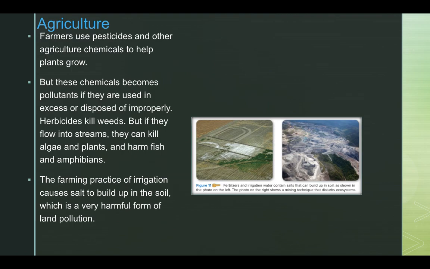So probably some of you have seen your granddads or your dads using herbicides to kill the weeds around your house, or maybe on some of your family farms. And if it's not disposed of properly, or if too much is used, it can get into the ground, or it can get into the runoff, and then it can cause more damage to those aquatic organisms. The farming practice of irrigation causes salt to build up in the soil, which is a very harmful form of land pollution. And here's a picture of that over here.